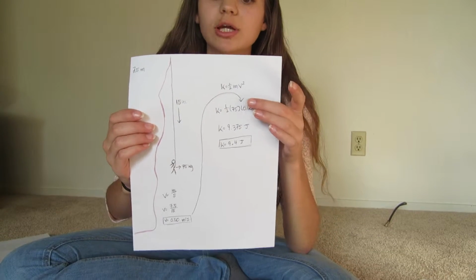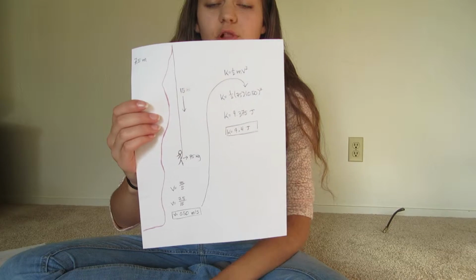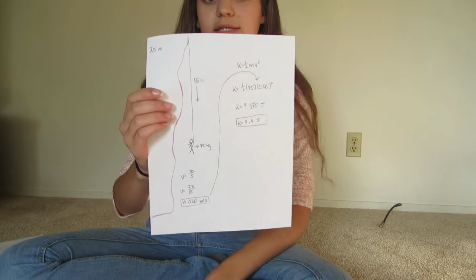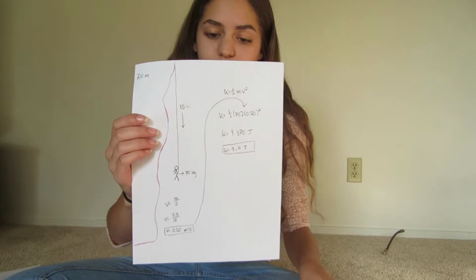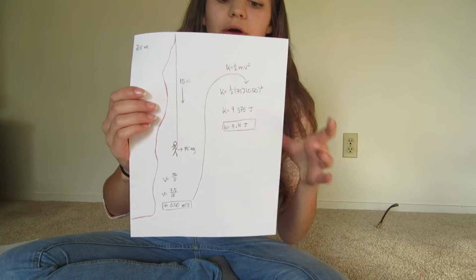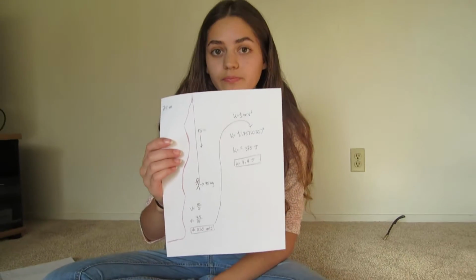We then use the equation kinetic energy is equal to 1/2 times the mass of the person times velocity squared. The mass of the person is approximately 75 kilograms because this is the average mass of a man. After we do the calculations, we see that kinetic energy is equal to 9.4 joules.